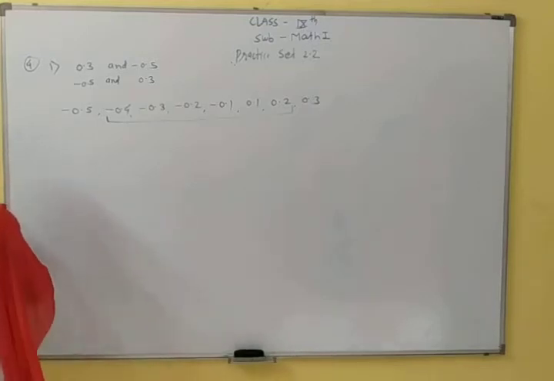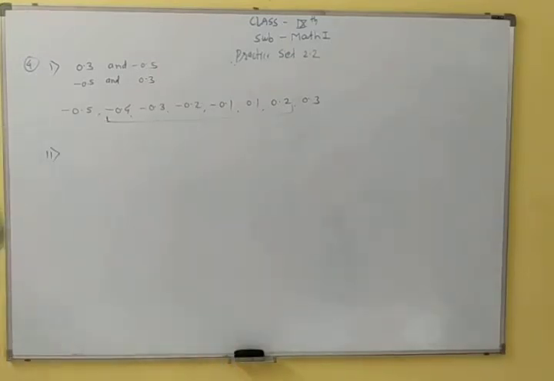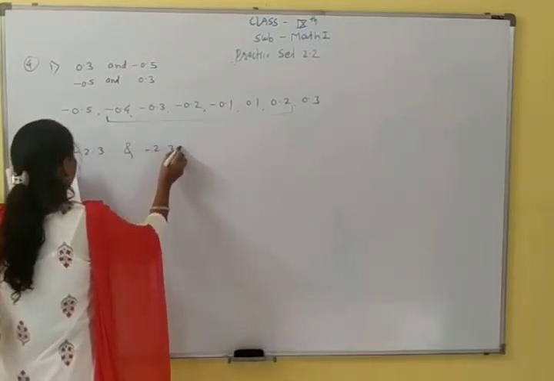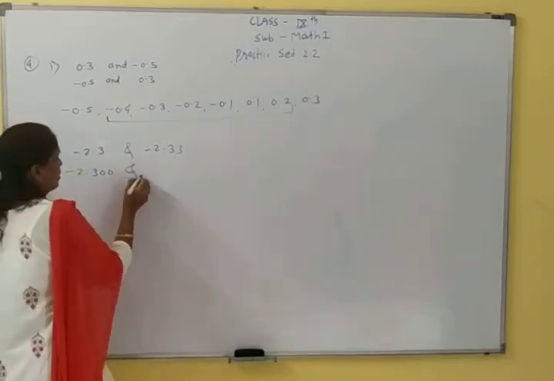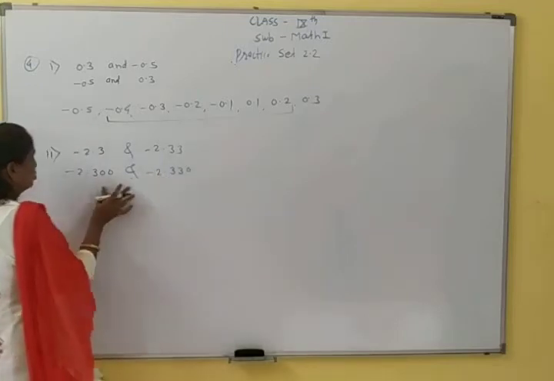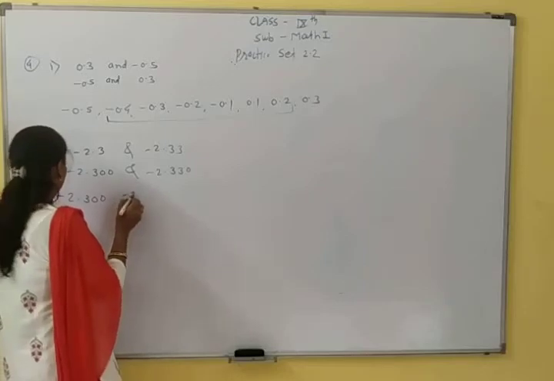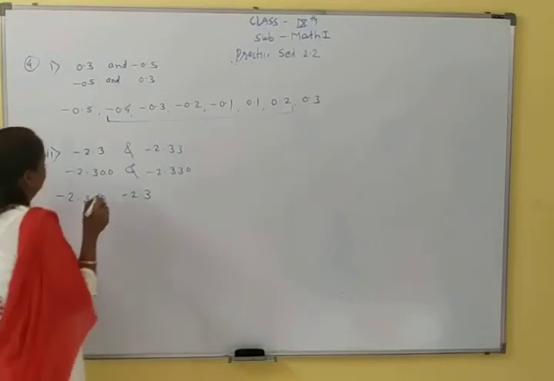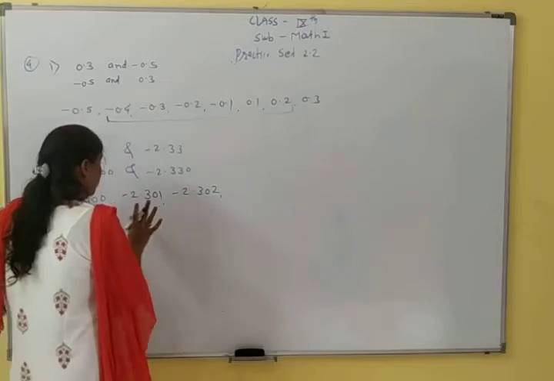Okay. Problem number 2. Minus 2.3 and minus 2.33. So we can write here minus 2.300 and minus 2.330. So write the numbers between these numbers: minus 2.300, then minus 2.301, and you take any three numbers.